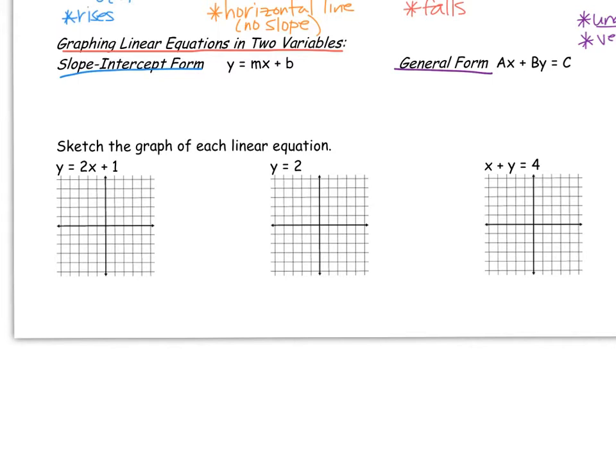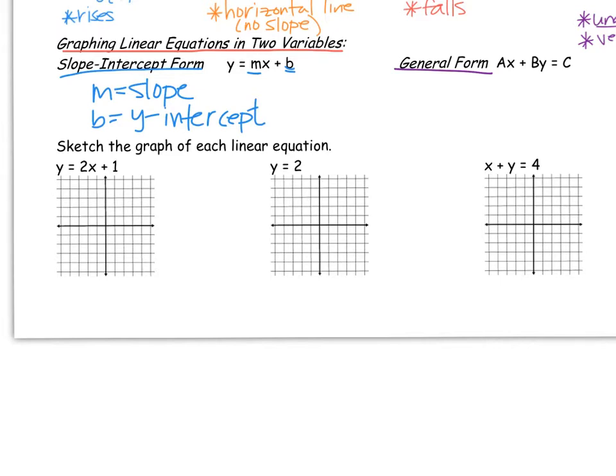If you're in slope-intercept form, the slope of the line is always the coefficient in front of x. That will tell you the rise or fall of the line, that rise over run again. The number that's written after, whether it's being added or subtracted, is the y-intercept. And that's where you would start plotting your points on your coordinate system.